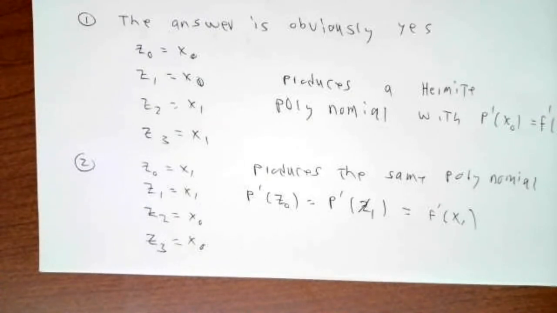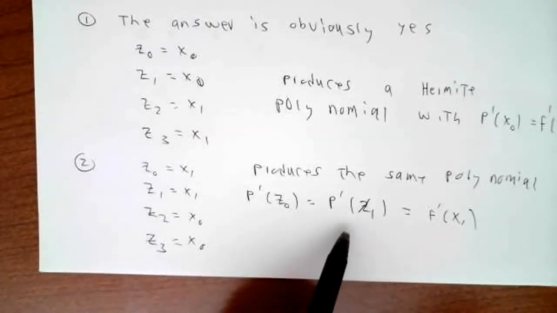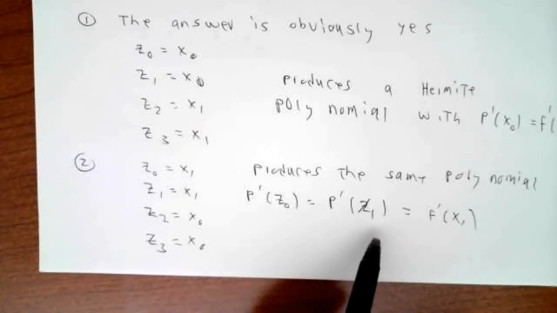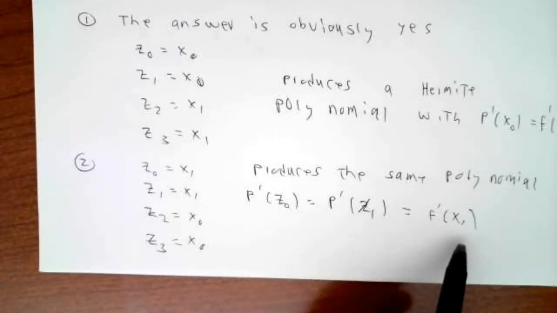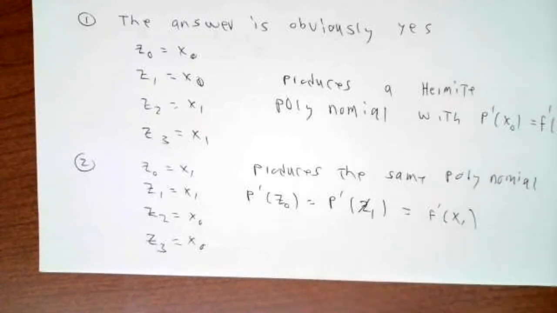So the polynomials have to be the same, but everyone agrees that the derivatives match for the first data point. So it must be true that P prime evaluated at x1 must be F prime evaluated at x1. The answer to the question is obviously yes from a logical point of view.